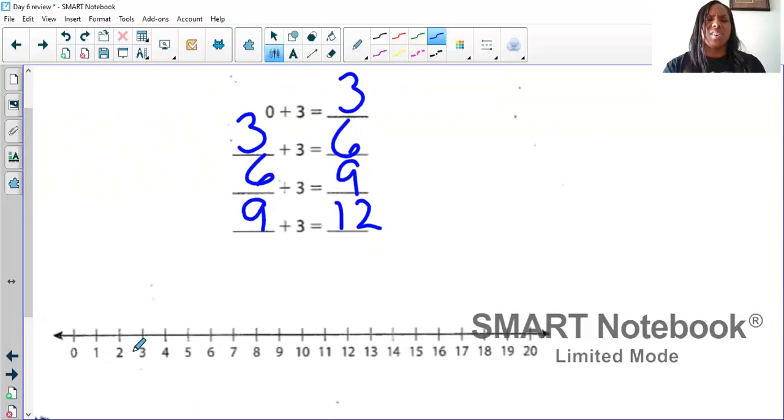So where should I start on this number line? That's right, I need to start at the 0. It shows it right there. It's telling me 0 right here, so I need to start at the 0 right here. So we'll go ahead and put a dot right there for 0. Now, how many numbers should I jump at a time?